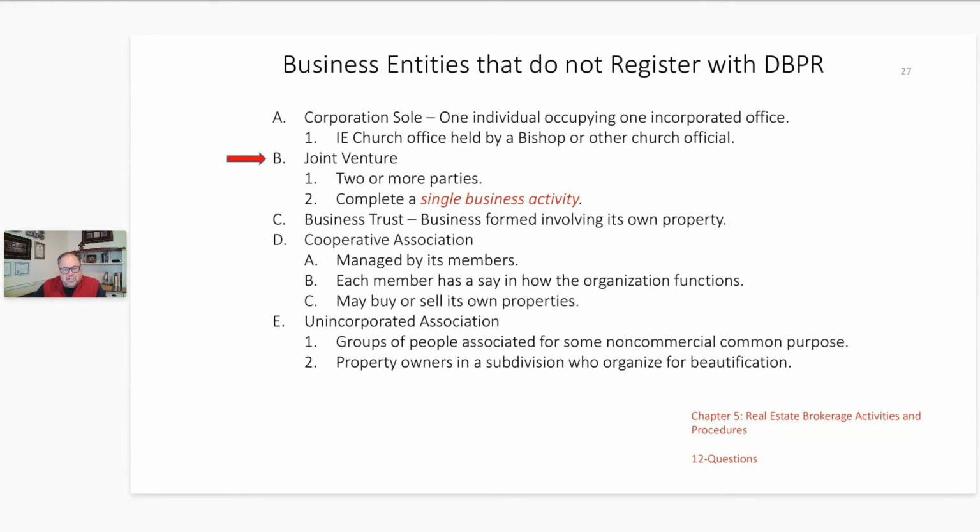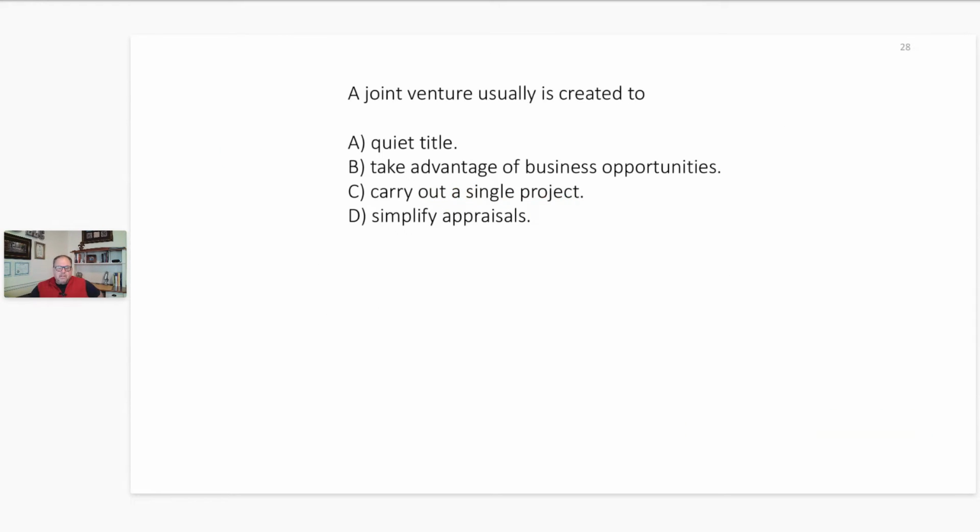These are a few that you want to know. They like to ask about joint venture. Joint venture seems to be what's typically involved with real estate brokers. They get together on one project, one business activity. Once it's done, then it's gone. So there's no need to register with DBPR. All right. A joint venture usually is created to what?